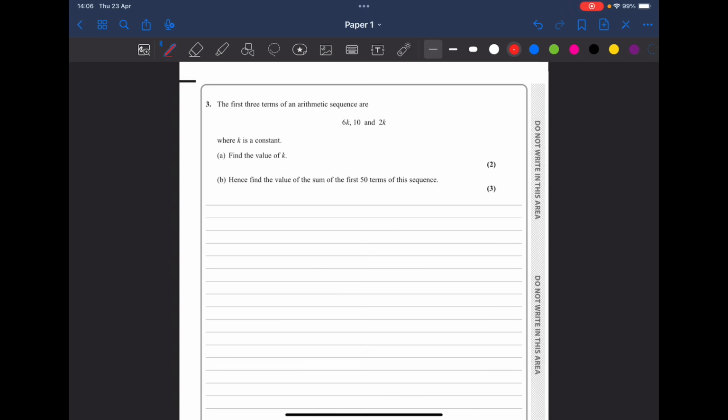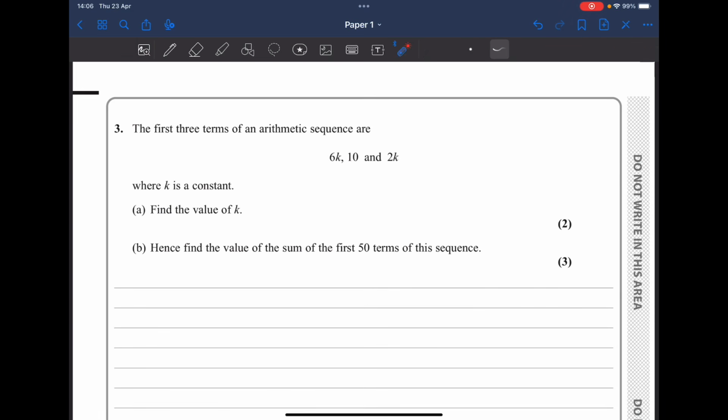So we'll keep going. Number 3, we have an arithmetic sequence. So there's a common difference between them. We've got the first 3 terms, and we'll find the value of k. So first 3 terms, what that's going to tell us is the difference, so 10 take away 6k is the same between the first and second and the second and third. So the 10 take away 6k will be the same as 2k take away 10. So if we add 10 to both sides and add 6k to both sides, we'll have 8k is 20. And therefore, we get that k is going to equal 5 over 2.